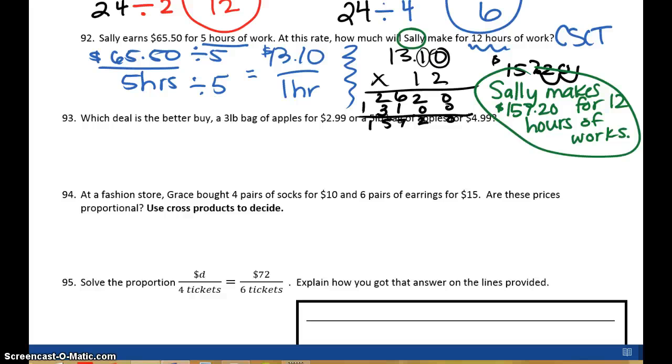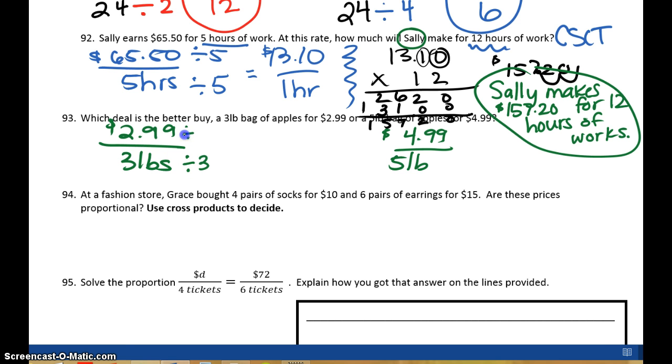So again, I'm going to set up 2 little ratios, so $2.99 for 3 pounds, and $4.99. Make sure I keep the units the same here. So money on the top, pounds on the bottom, for a 5-pound bag. Now I'm going to find out how much per pound each of these bags are. So I'm going to divide this first one by 3 to figure out per pound, and I'm going to divide the second one by 5 to find out per pound for this situation as well.